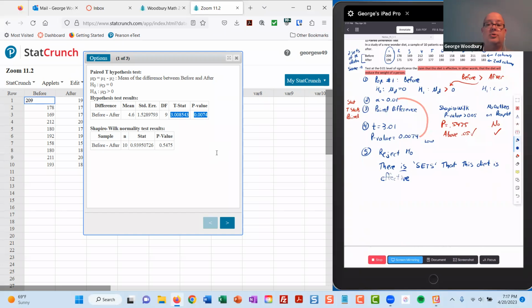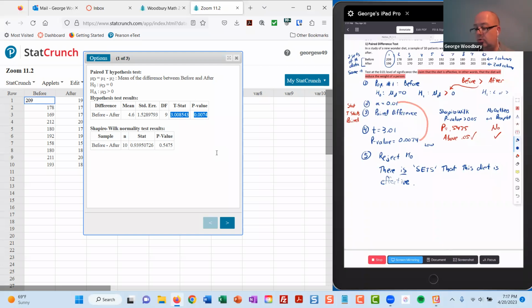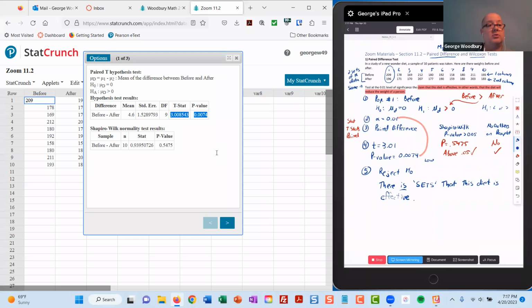And you can add the other part too if you want to. The diet will reduce the weight of a person. The low p-value means we have strong evidence and we were able to show that this diet actually works. If we had a higher p-value, it doesn't mean that the diet doesn't work. It just means that we can't show that it works. So low p-value, strong conclusion and decision. Weak p-value, weak conclusion and decision.